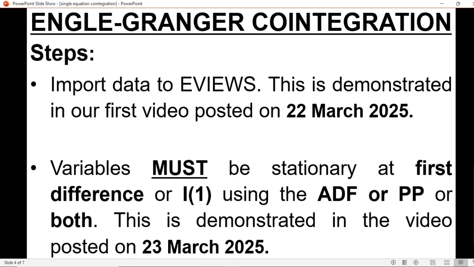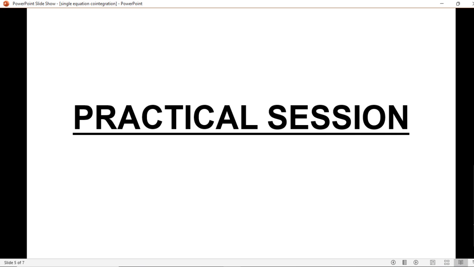Before we carry out an Engle-Granger cointegration test, we have 2 things to keep in mind. The first one is that we must import our data to EViews, and we had demonstrated that in our first video posted on the 22nd of March 2025. The next step is to make sure that our variables are stationary at first difference, or integrated of order 1, using the Augmented Dickey-Fuller test or the Phillips-Perron test, or both of them. And we had demonstrated that in the video posted on the 23rd of March 2025.